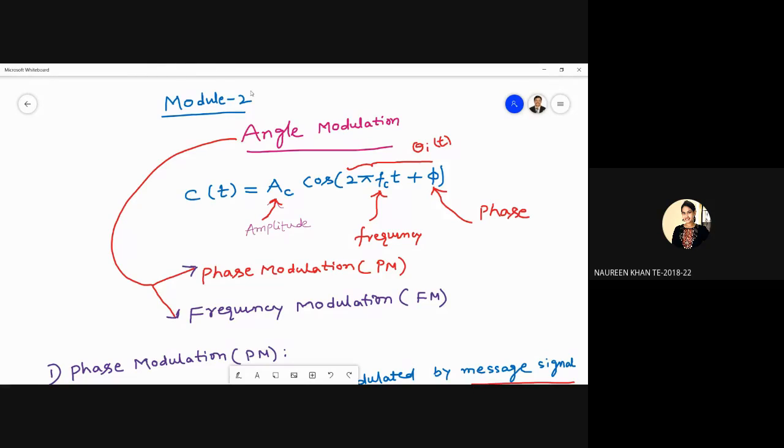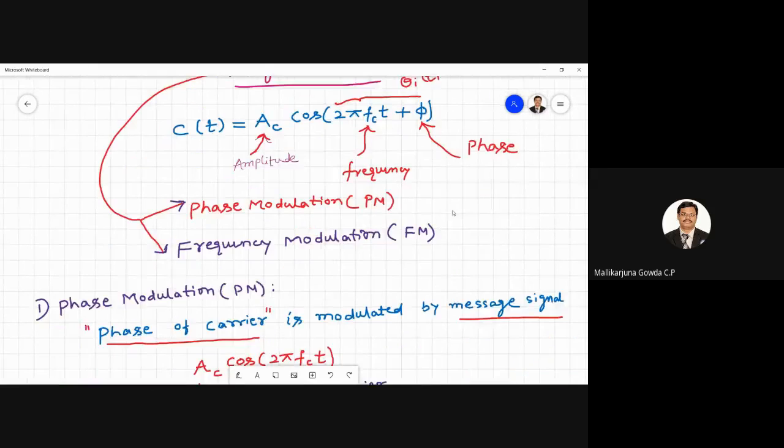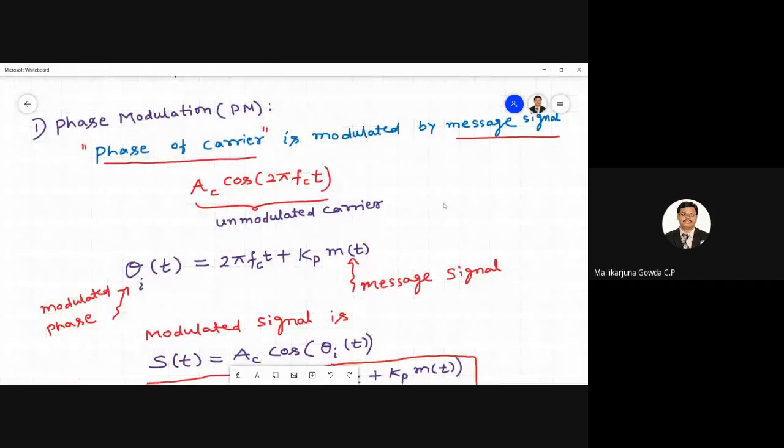Sir, should I show the waveform? You want me to show the waveform? Fine. One minute. I will just scroll up. I will go to this one.